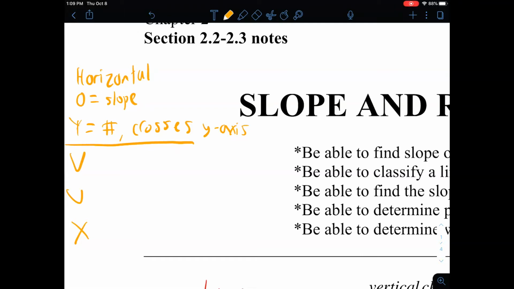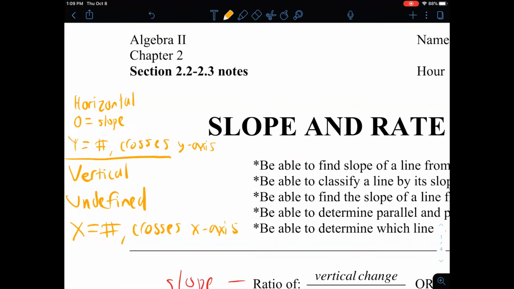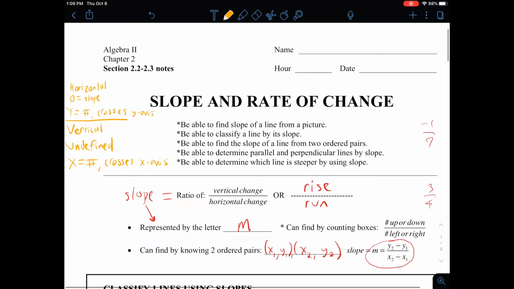What does V stand for, do you think? It's a vertical line. The U is an undefined slope. The equation is going to look like x equals a number, and it's going to cross the x-axis. Okay? HOY-VUX.